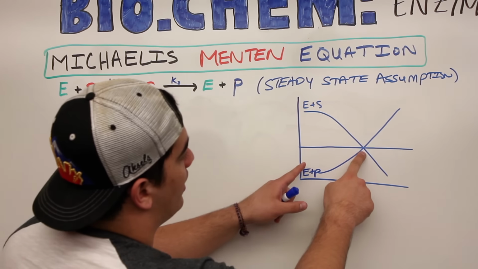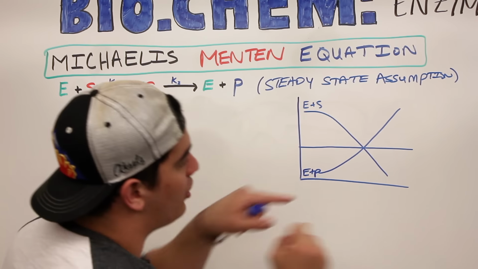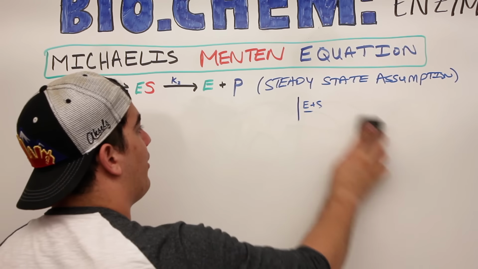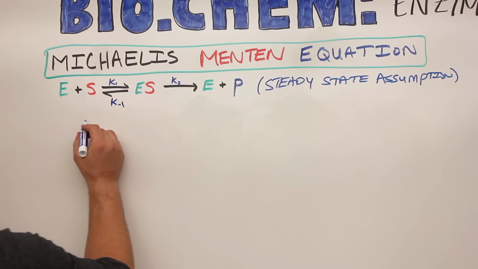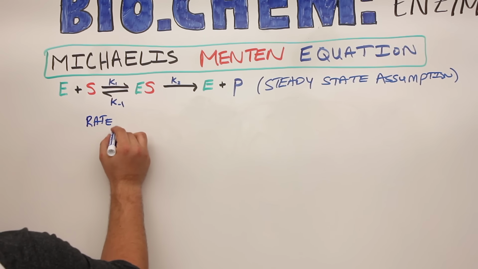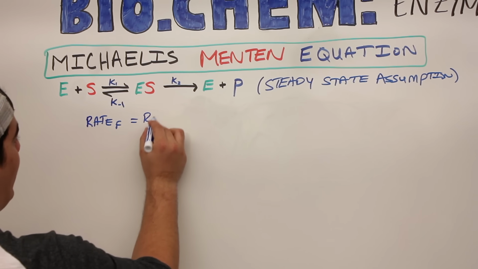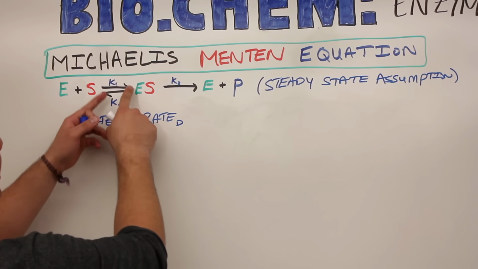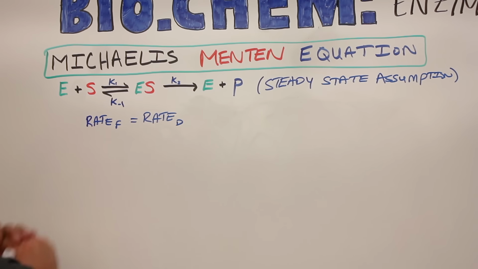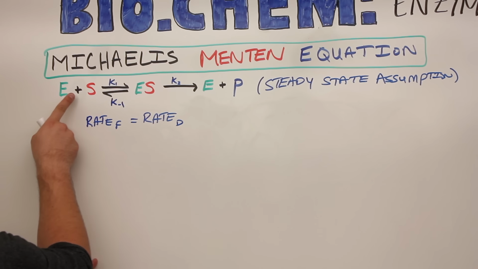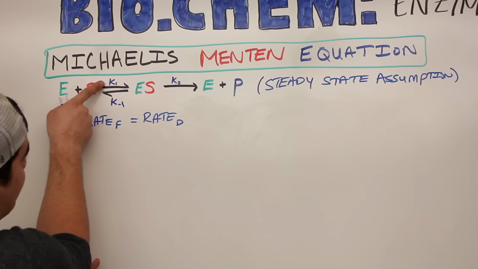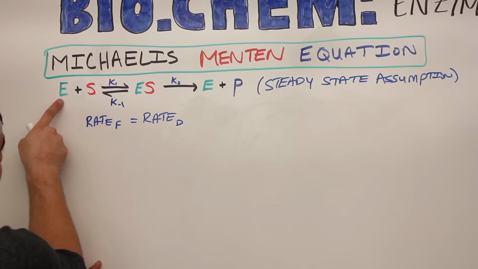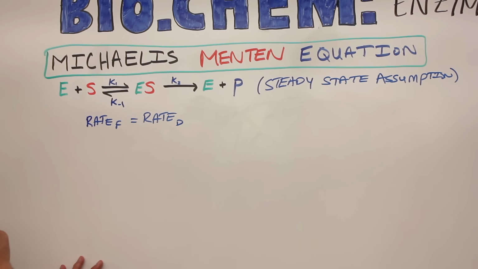So again, what can we say? The steady state assumption is that the rate of formation of the enzyme-substrate equals the rate of dissociation. So let's go ahead and write that out. The steady state assumption is the rate, I'm going to put F for formation, is equal to the rate of D for dissociation. Well, which one of these reactions, if we're looking at these Ks, is actually going to form the enzyme-substrate? If I look here, the only arrow going to the enzyme-substrate is this K1, where K1 is telling me the constant, the rate at which this enzyme and the substrate is turning into enzyme-substrate. So that's one reaction.